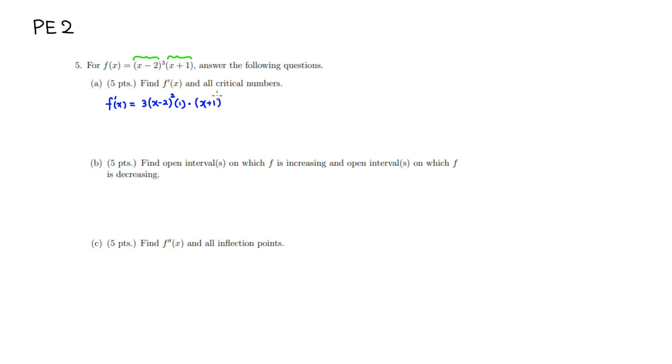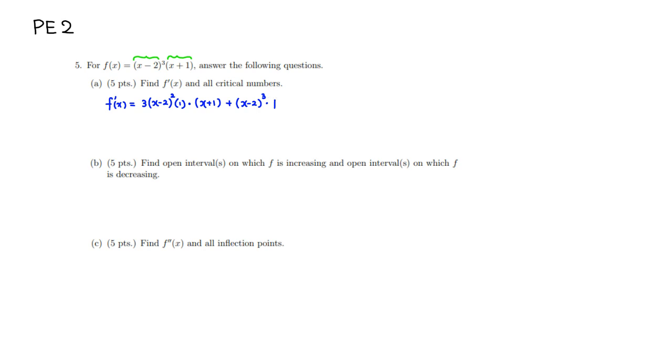And plus, the first guy is quantity x minus 2 cubed. Then multiply by the derivative of the second guy. The derivative of x plus 1 is just 1. Then we just have to clean up a little bit.